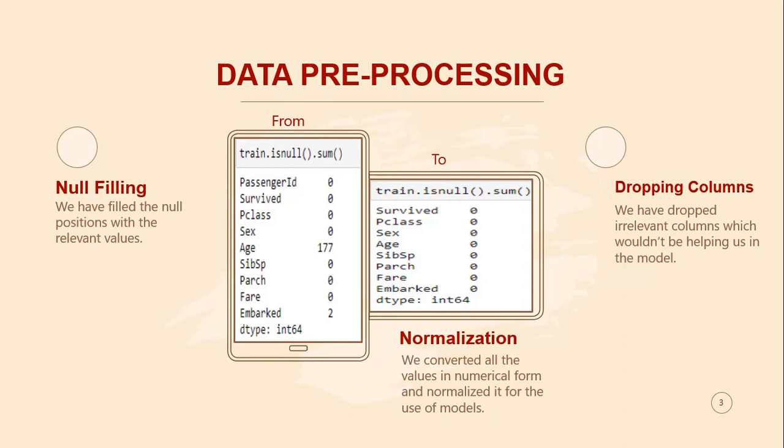The next step, and the most important step we need to do, is to convert the values into numerical form, because our models need all the values to be in numerical form, and hence we will normalize all these values to make our model successful and run on this dataset.